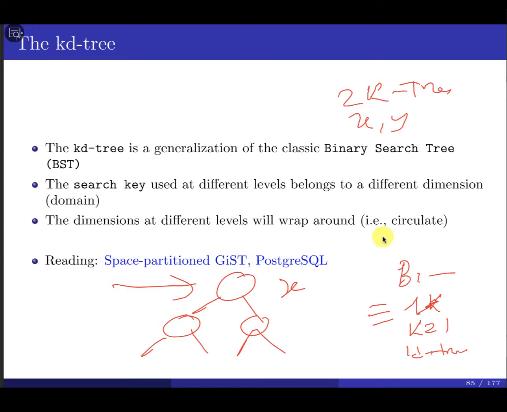All of them in the left subtree are going to be less than the value of X, and the right subtree is going to be greater than the value of X. Of course, we have minor modifications. Then in the next level, I'm going to distribute the data based on the second dimension, which is the value of Y. The third level, since we have 2 dimensions, goes back to the value of X. So the search key is used at different levels, belonging to different dimensions, and the dimensions are cycled. With 2 dimensions, the first is X, the second Y, the third back to X, the fourth Y, and etc. If you have X, Y, Z, the first is X, the second Y, the third Z, then after that the fourth is X, and etc.